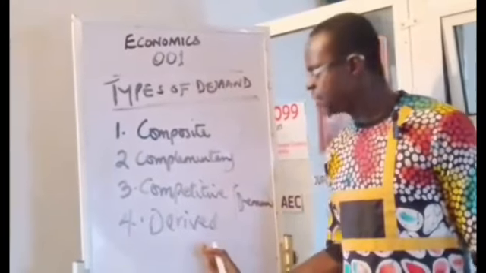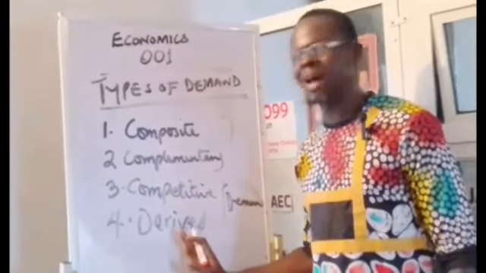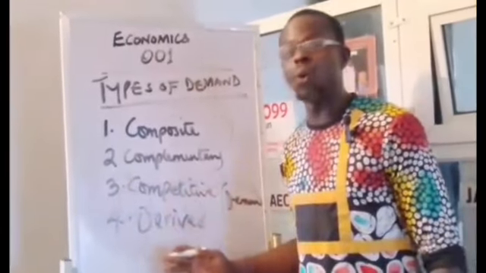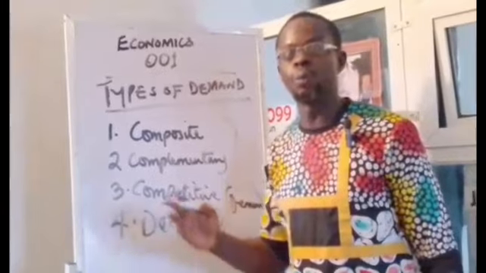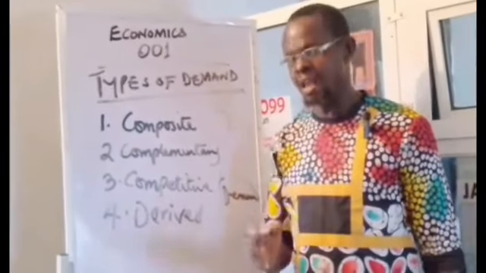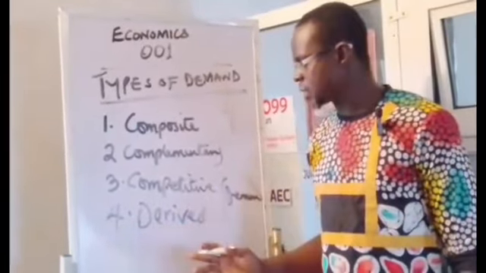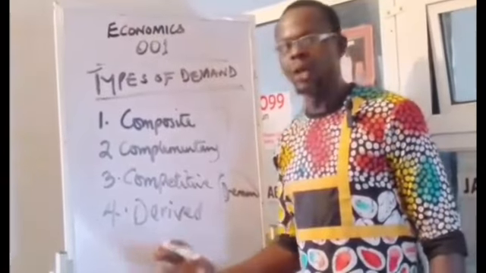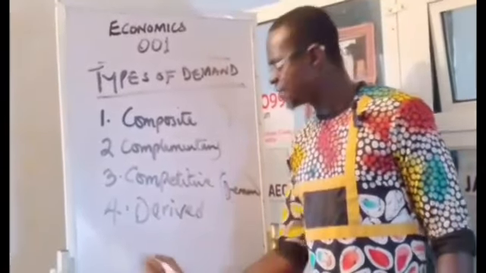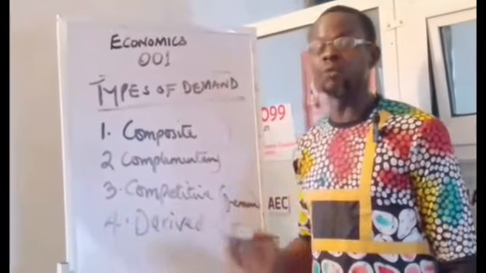And lastly, we have derived demand. Derived demand occurs when a commodity is not demanded for its own sake, but for what it can be used to produce. That is to say, the demand for commodity A will necessitate the demand for commodity B. For instance, the demand for labor is a derived demand because labor is not demanded for its own sake, but for what it can produce.